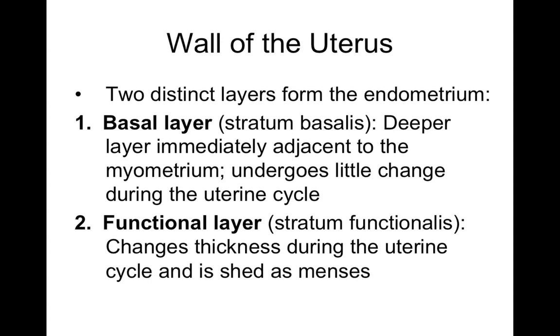And so what does change is actually called stratum functionalis, the functional layer, because this is the one that will grow and shed with normal uterine cycles. So this functional layer, stratum functionalis of the uterus, is what lines the lumen of the uterus. So it's the most superficial, right next to the space inside the uterus. And it changes in thickness during the normal uterine cycle. It will shed during the menstrual phase as well, and then regrow later on.